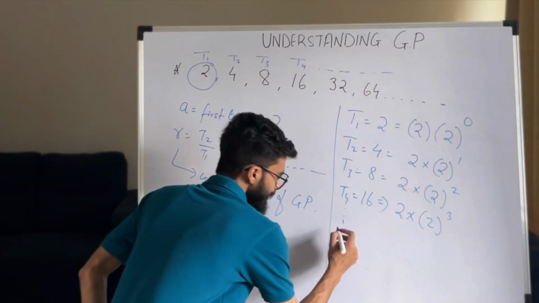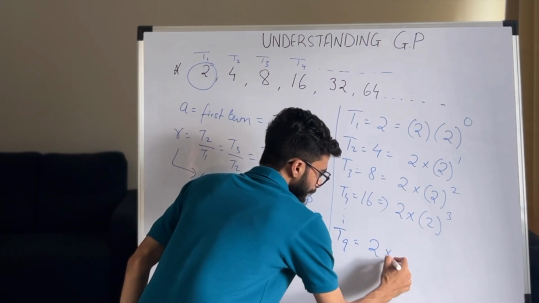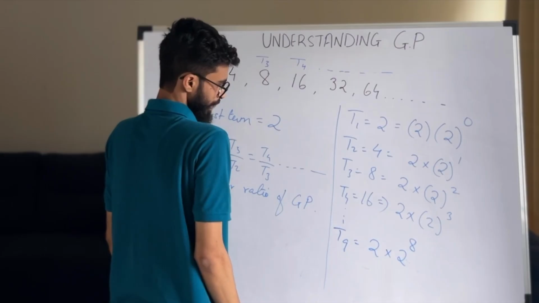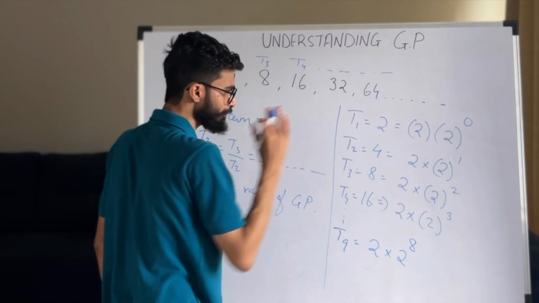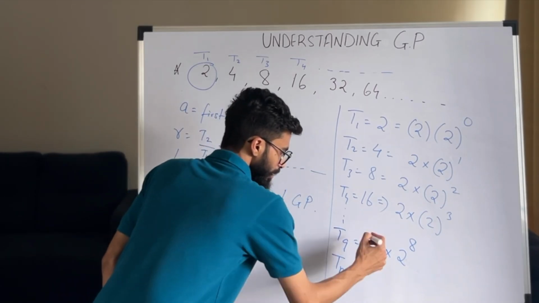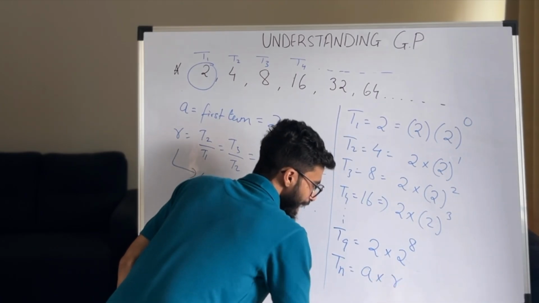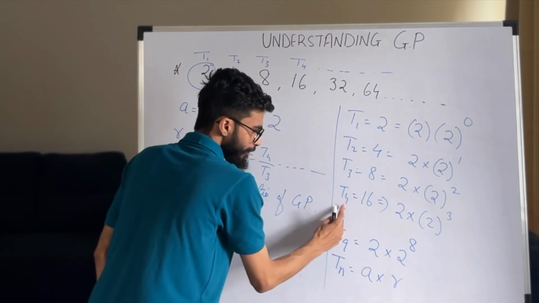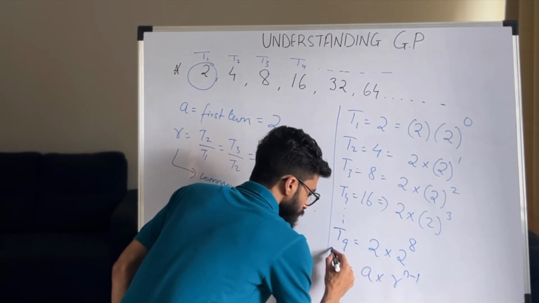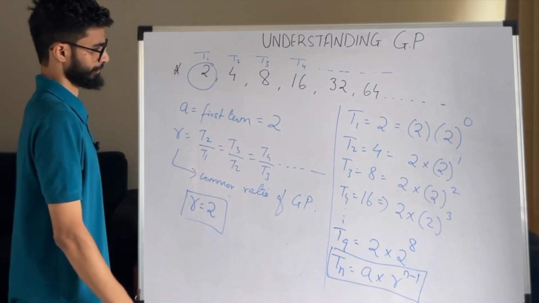So if I write T9, it will be 2 into 2 to the power 8. Now if I look at this pattern carefully, I will get Tn as, in place of this 2, A, in place of this 2, R, and for 9 it is 8, for 4 it is 3, for 3 it is 2. So will this be R raised to n minus 1? This is my general term.